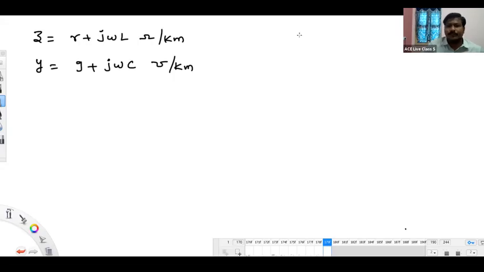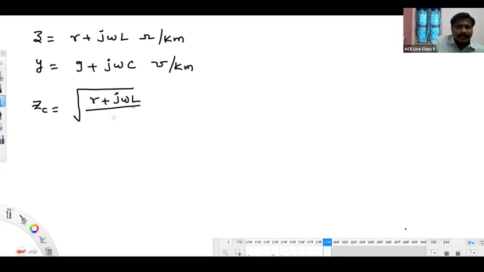Now if you move to ZC here, it is root of small z by small y, so it is root of R plus j omega L by G plus j omega C. Just have a look at this. The numerator is a complex number and the denominator is also a complex number. The ratio will definitely come as a complex number.